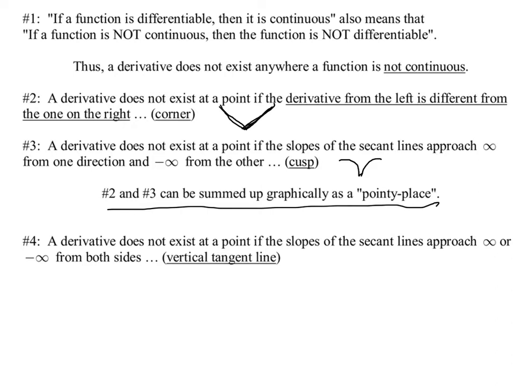Also, a derivative does not exist if the secant lines approach infinity or -infinity from both sides. Another way of saying that is if there is a vertical tangent line at some point on the graph, then there is no derivative at that point.